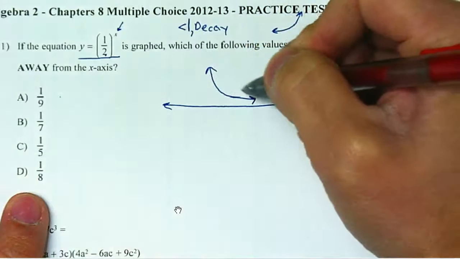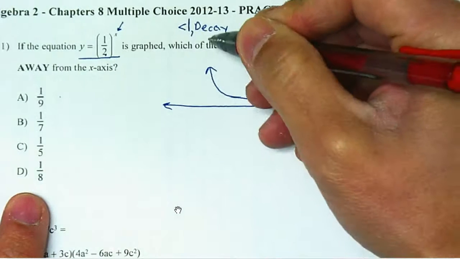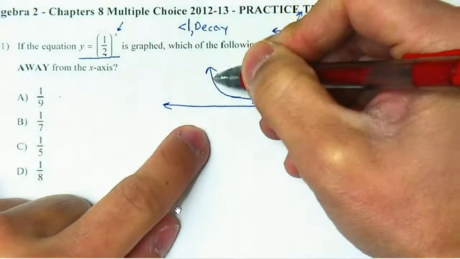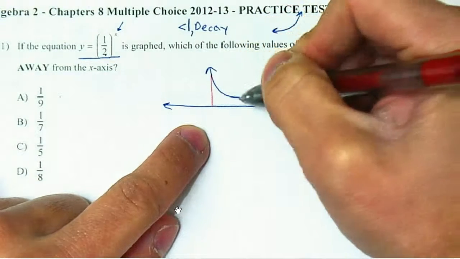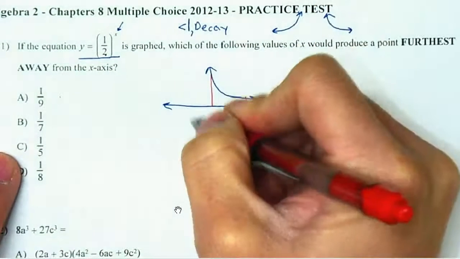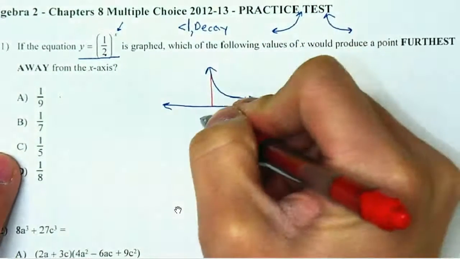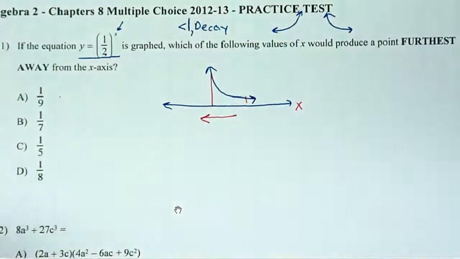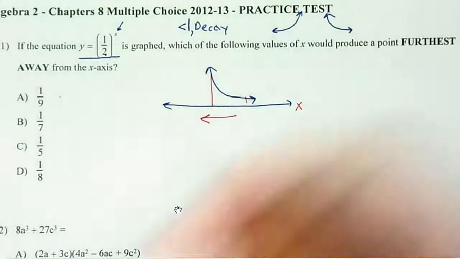And I notice that as I go towards the left, it's going further away from my x-axis. The distance is a lot farther here than it is over here. So this is saying that I want a number that's furthest to the left. I want something that's furthest to the left. Or in the sense of a number line, it's asking what is the smallest value of x.